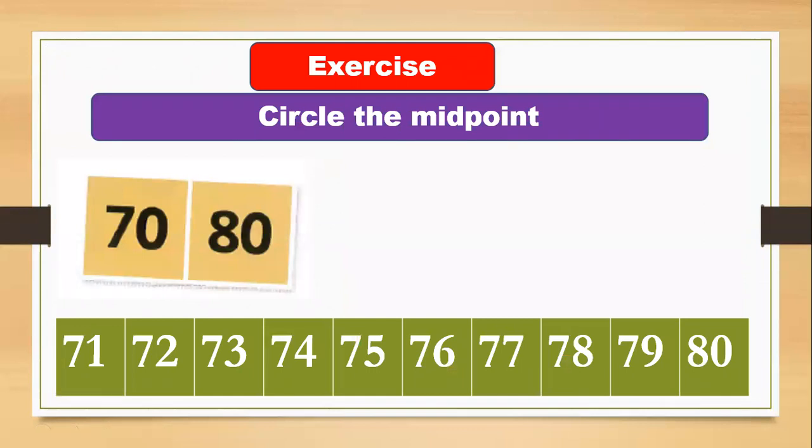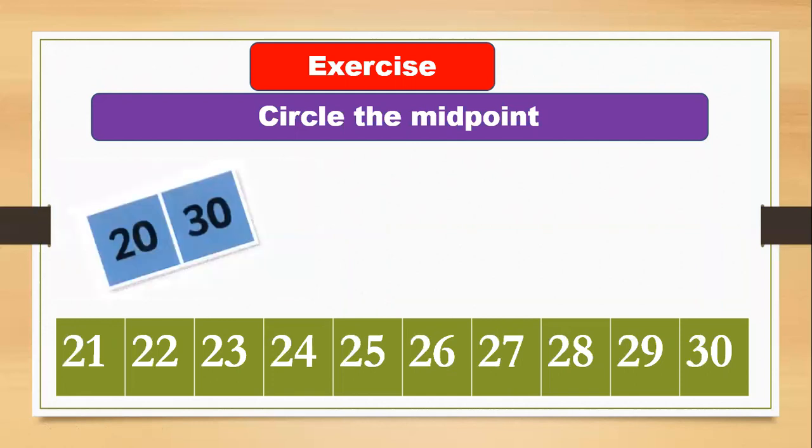Okay, so let's do the exercise. Review the exercise: circle the midpoint. Here are the numbers from 70 to 80. First of all, circle the midpoint. What is the midpoint? 75. And what is the decade number? 80. 75 is the midpoint and 80 is the decade number.